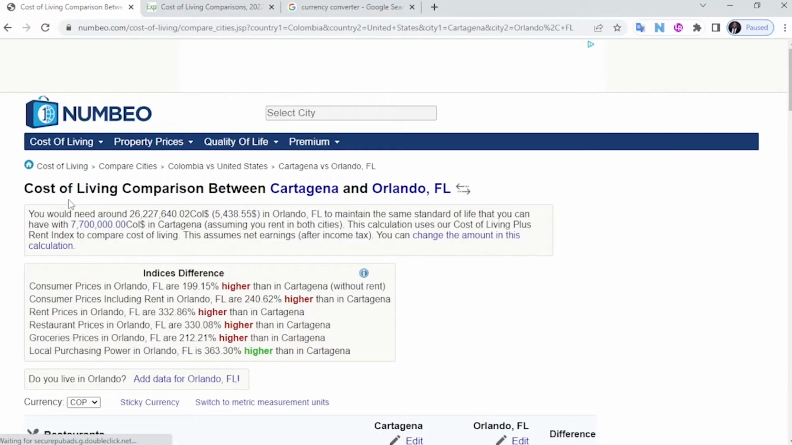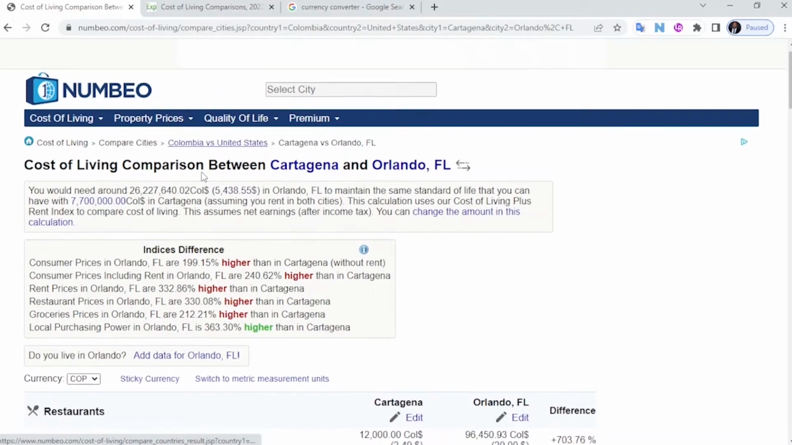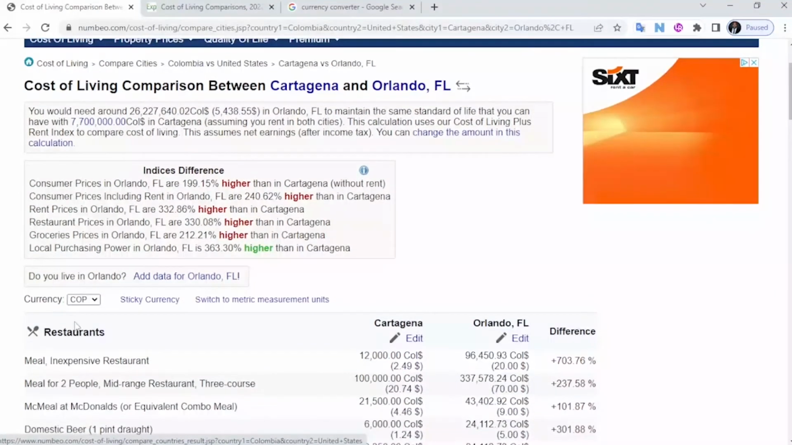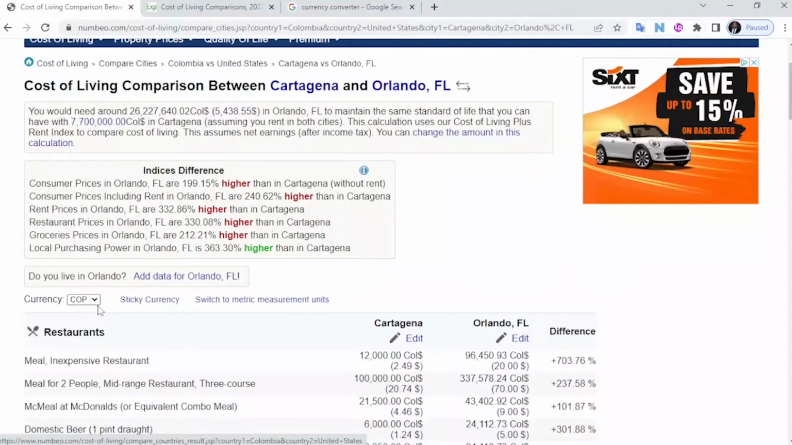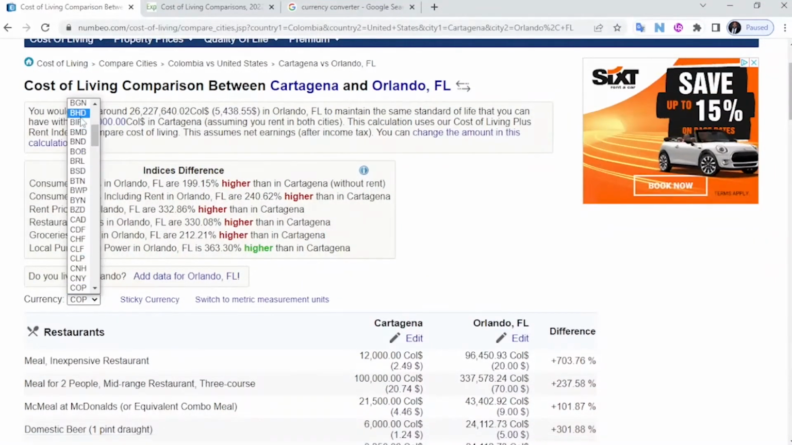Okay. All right. So here's a cost of living comparison from Cartagena, Colombia to Orlando, Florida. Now you can change the currency here and take it out of pesos and put it in USD.